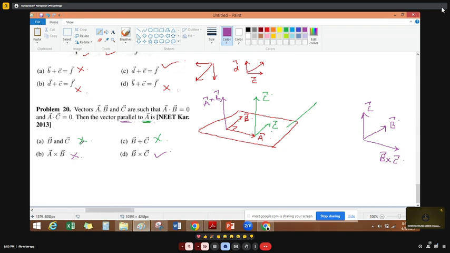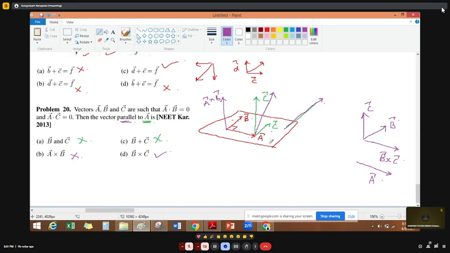Okay, sir. Why not B plus C? If you consider this B and this C, the B plus C will be somewhere here, so this is not parallel to A. Why can't I consider this C? Then the resultant will be somewhere here, and obviously this and this are not parallel. Only when you take B cross C, right? I have drawn it over here. So B cross C is like this. So B cross C and A vector are parallel. So that means you have to do a lot of three-dimensional thinking.